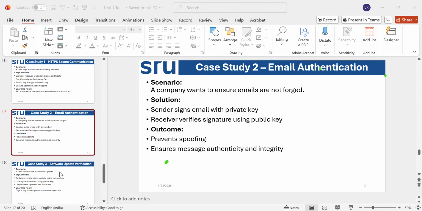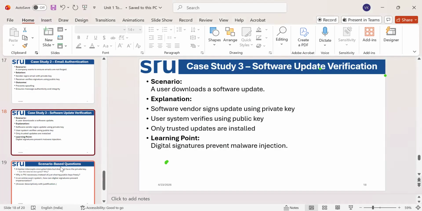Just one more, the third one. Software update verification. A user downloads a software update. Software vendors sign the update using a private key. The user's system verifies it using the public key, and only verified updates are installed. Learning outcome: digital signatures prevent malware and tampering.